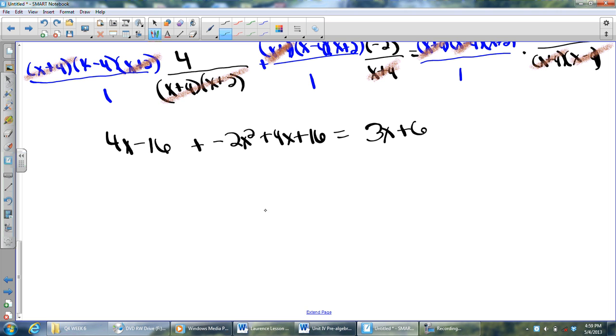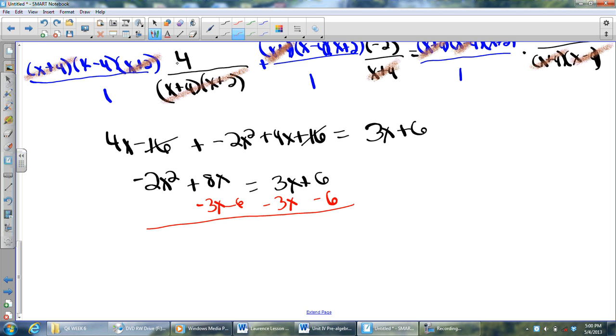All right, so now it looks like it's going to be quadratic. I'm going to get everything to the left-hand side. So I'm going to have a negative 2x squared. Let's see, I've got 4x and 4x, so I have 8x. I have a negative 16 and a positive 16. Those guys are going to cancel, and that'll equal 3x plus 6. I'm going to subtract the 3x, and I'm going to subtract 6. So, negative 2x squared plus 5x minus 6 is going to equal 0.